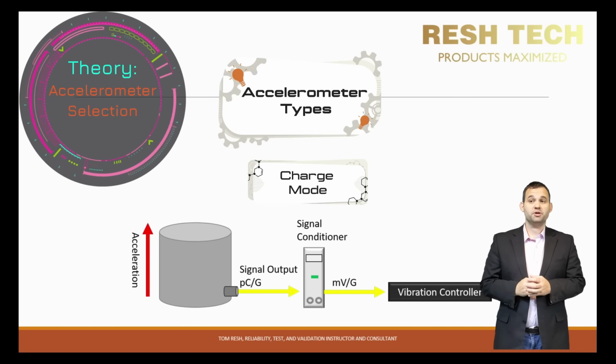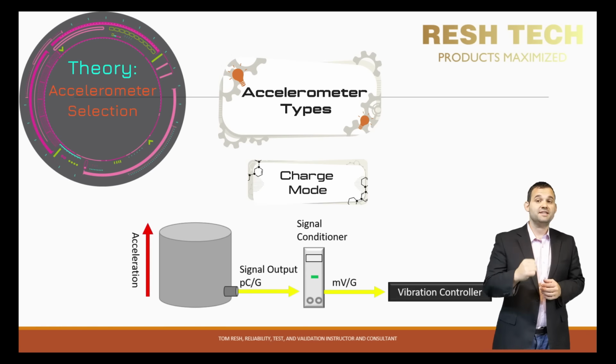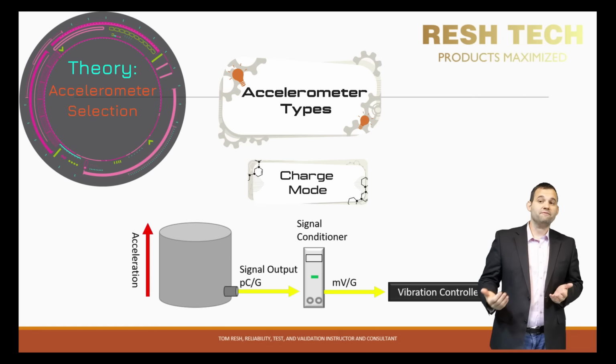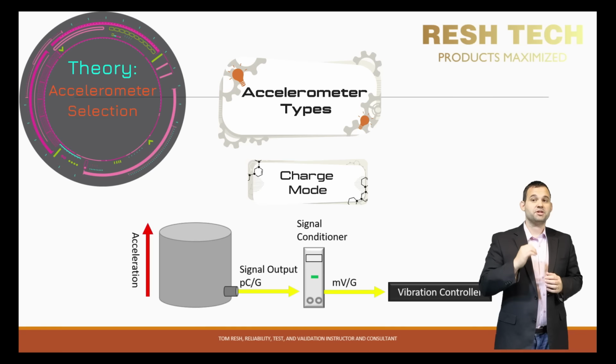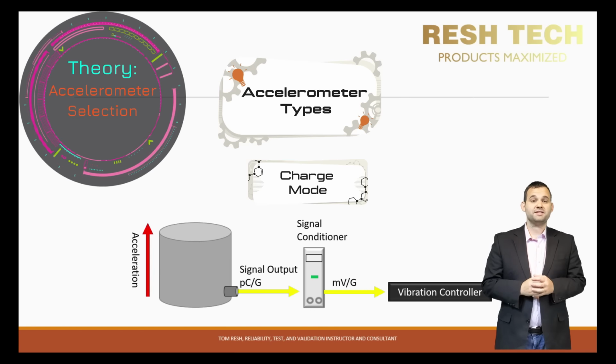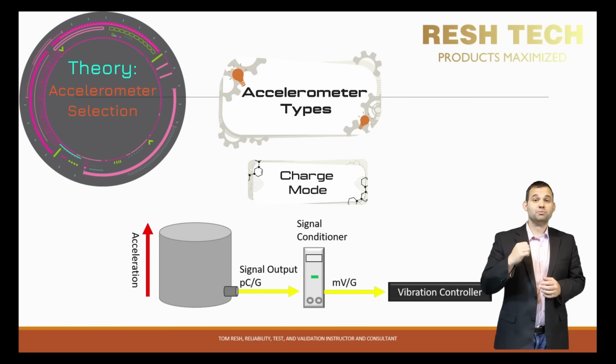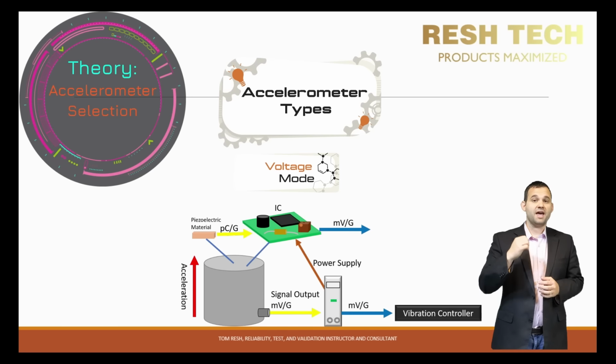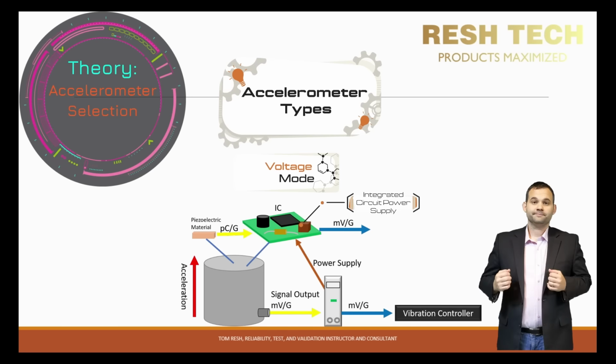First, we have the charge mode accelerometer. A charge mode accelerometer directly outputs a charge in picocoulombs per G. The charge signal is then transmitted to a signal conditioner, which converts the charge signal into a voltage signal that the vibration test controller can interpret and process as acceleration. Next, we have the voltage mode accelerometer. A voltage mode accelerometer outputs a voltage in millivolts per G.